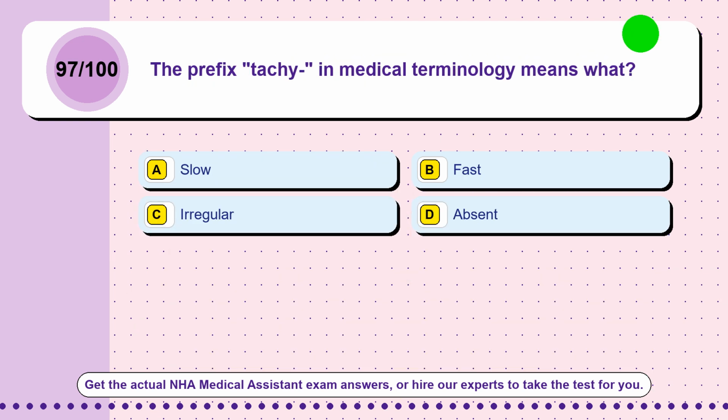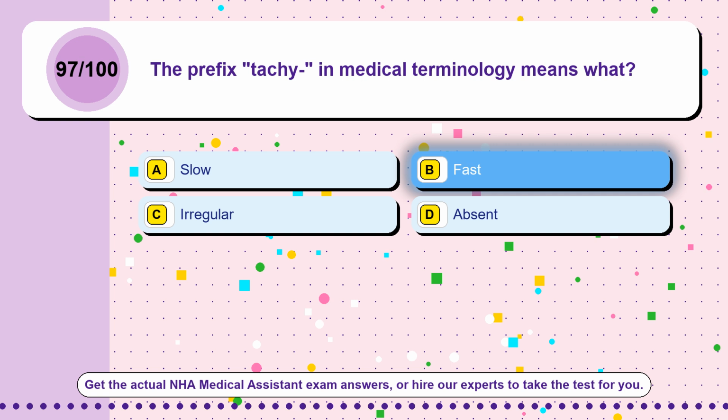Question 97. Which of the following values represents a normal adult pulse rate reference range? Option A, 40 to 50 beats per minute. Option B, 60 to 100 beats per minute. Option C, 110 to 130 beats per minute. Option D, 140 to 160 beats per minute. The correct answer is option B, 60 to 100 beats per minute.